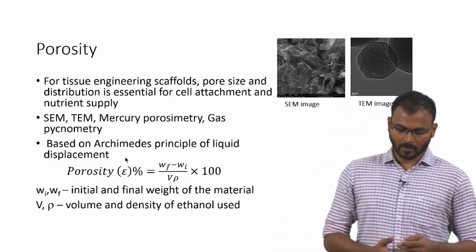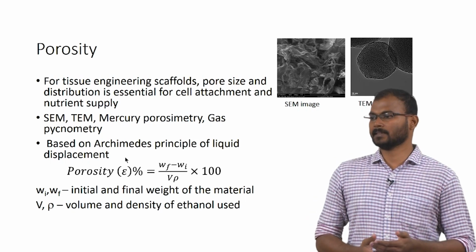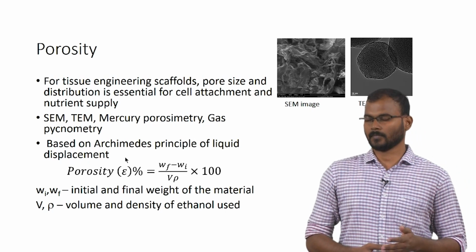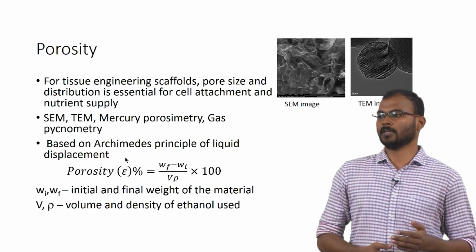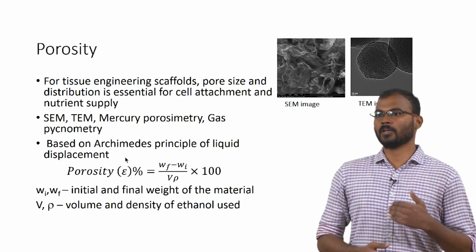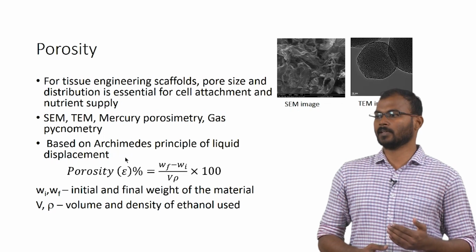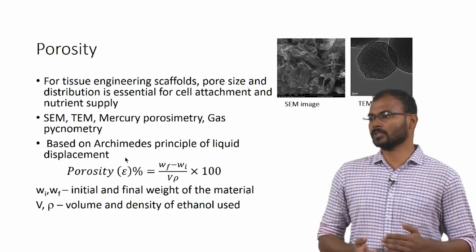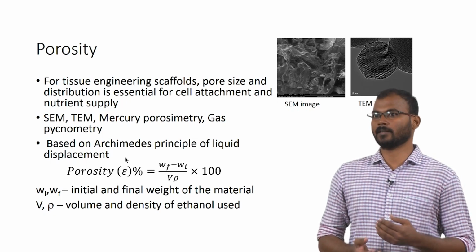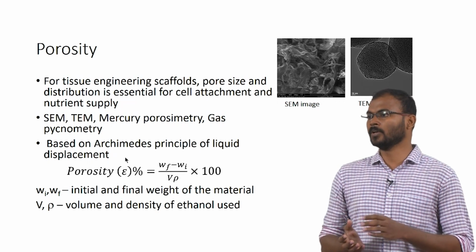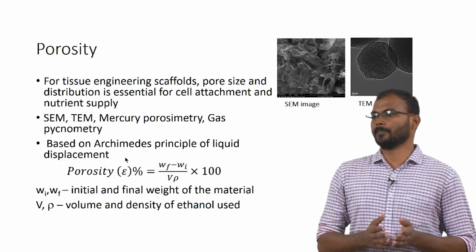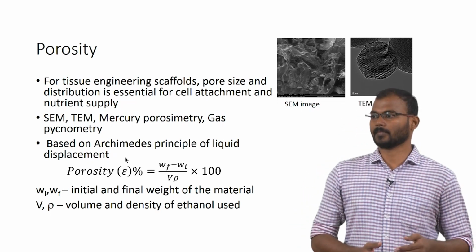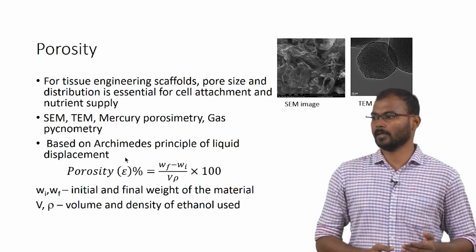Another commonly used liquid is ethanol, because it won't cause swelling of the materials. Most of the materials would be hydrophilic, so if you are using water, they can absorb water and swell, and that is not actually the porous volume. The volume would then be based on the polymer scaffold also. So, using ethanol is better than the water experiment.